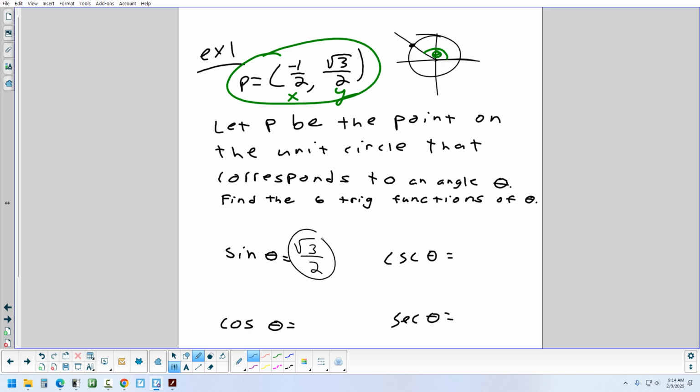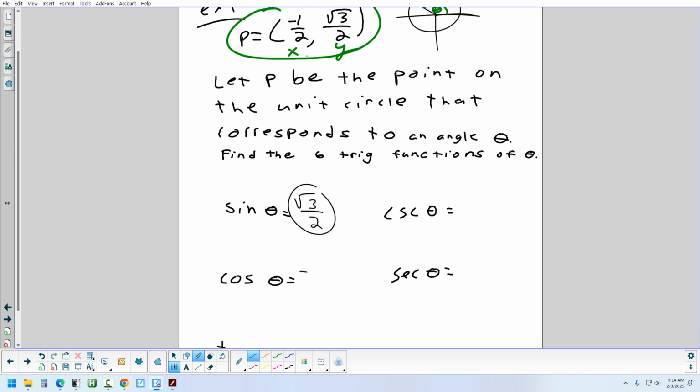Okay, let's do the cosine of the angle. In order to do the cosine of it, we need to know where the angle is. That's where the angle is. What part of the coordinate do we use for the cosine? X. We use the x. So that is negative 1/2.